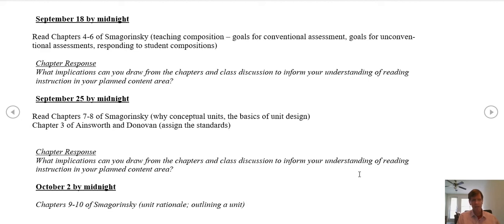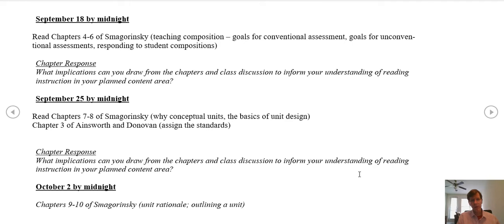Okay, for September 18th. By then, we're getting into teaching of composition, conventional assignments, unconventional assessments, responding to student compositions. And again, I consider this valuable not just for the English teachers, but for all of you. Remember, if you're teaching science, even math, your students need to be writing. And so, for instance, with math, it benefits students to be writing about math in order to conceptually understand math. And so no matter what subject you teach, this is going to be valuable material. And you can see the chapter response for September 18th. It's going to be due.